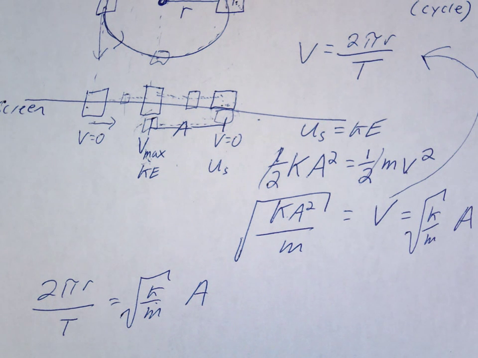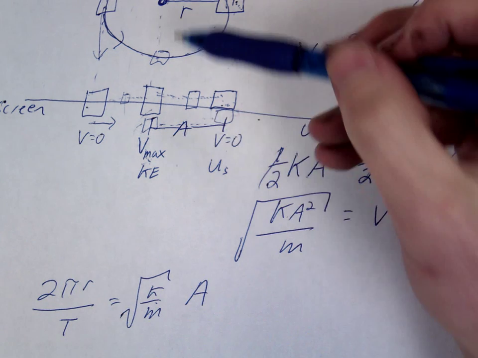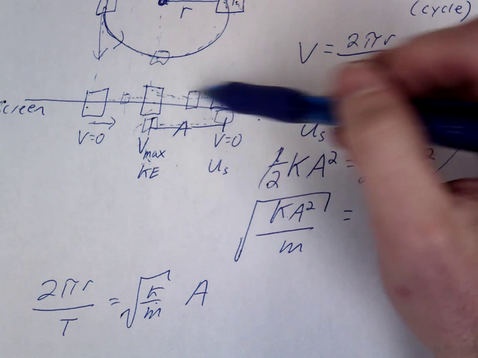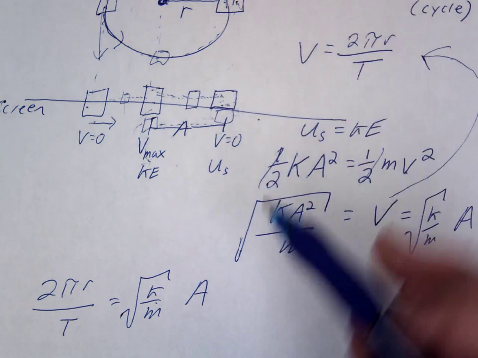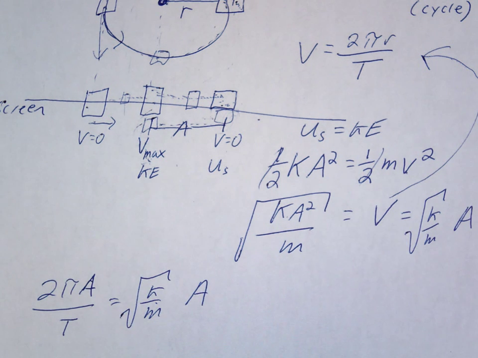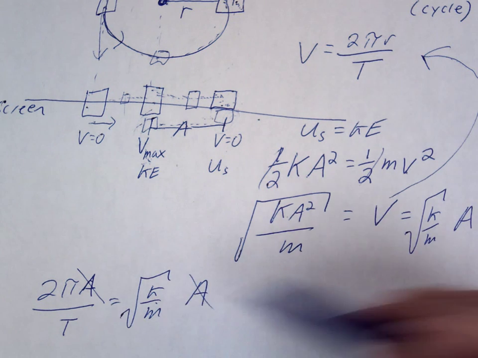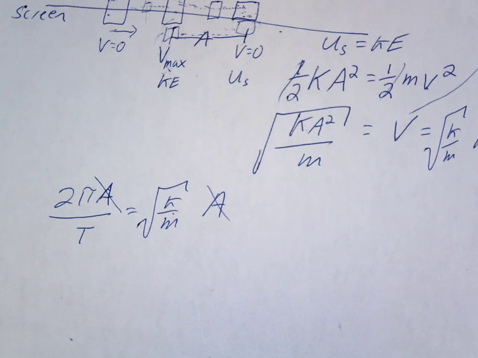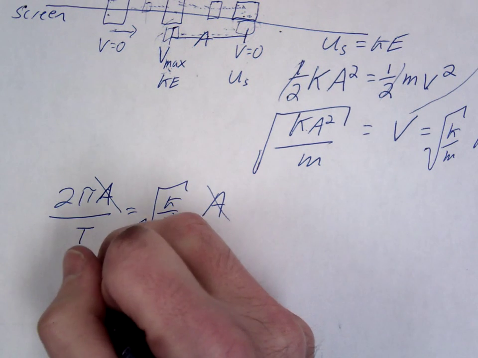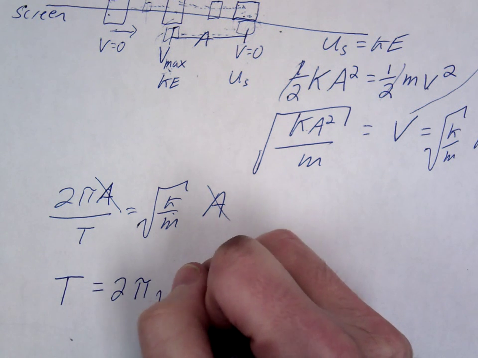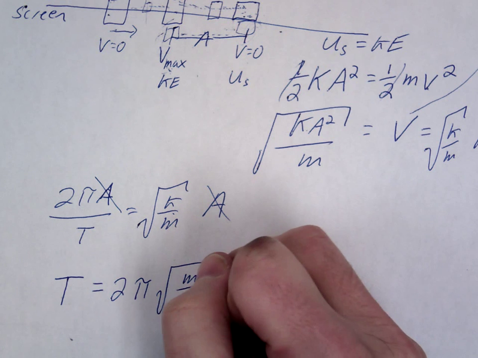Is there a relationship between A and R? Yeah, they're the same. Look at our picture. From here to here, this is R. From here to here, this is A. So R and A are the same, right? However you want to do this, I'm just going to call this A. What happens? The A's cancel, right? So what are we left with? Let's rearrange this and solve for time. Time is therefore equal to 2 pi square root of m over k.